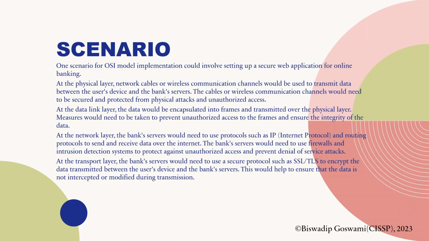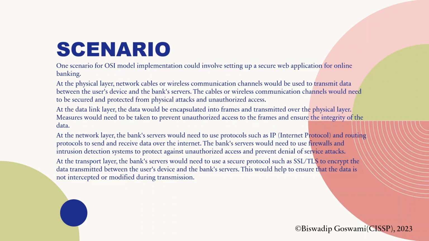At the physical layer, network cables or wireless communication channels would be used to transmit data between the user's device and the bank's server. The cable and wireless communication channel would need to be secured and protected from physical attack and unauthorized access. At the data link layer, the data would be encapsulated into frames and transmitted over the physical layer. Measures would need to be taken to prevent unauthorized access to the frames and ensure the integrity of the data. At the network layer, the bank's servers would need to use protocols such as IP, Internet Protocol, and routing protocols to send and receive data over the Internet.